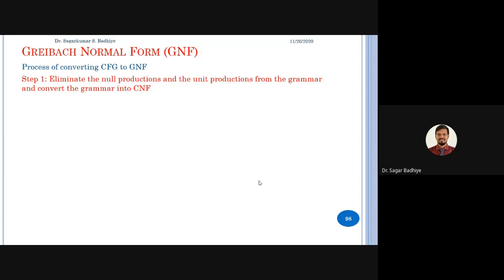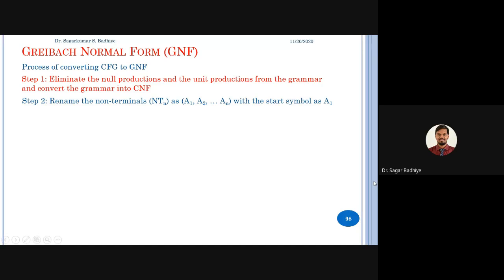And we have seen the process of identifying unit productions or null productions and eliminating them. So the first step is to eliminate null productions and unit productions, and the next part of the first step itself is to convert the given grammar to CNF. We have already seen how we can convert a context-free grammar to CNF in the previous class. And obviously, for converting to CNF, we don't need any null production or unit production in the grammar.